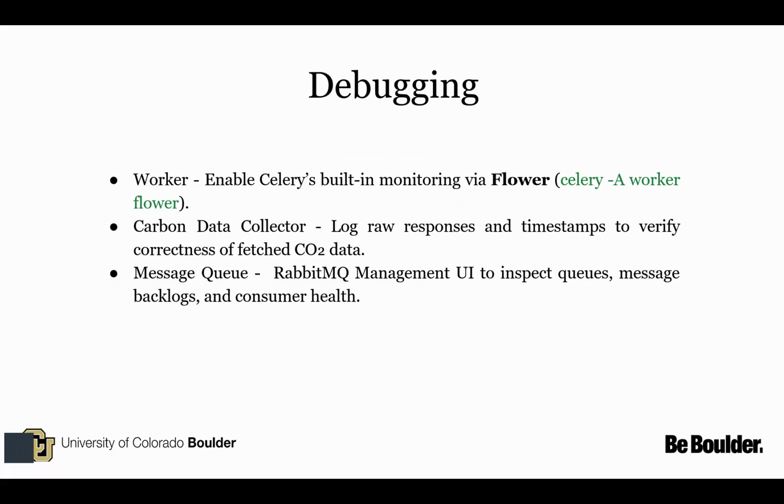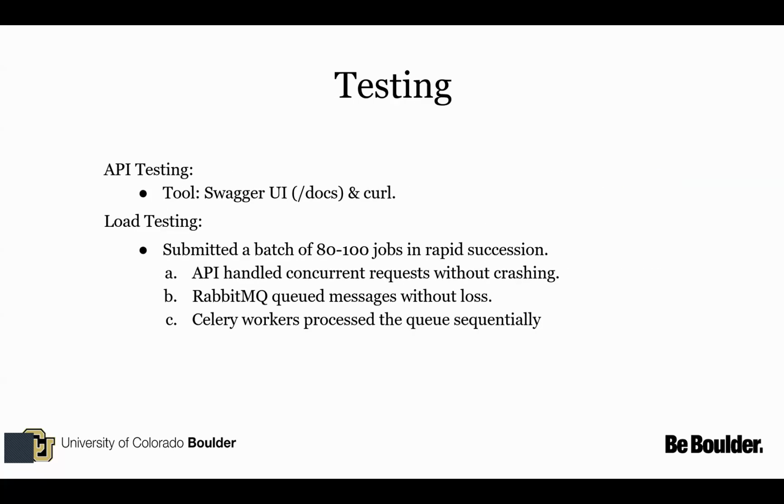For debugging, we have three main things to debug. That is the worker, which was debugged using Flower, Celery's built-in monitoring system. The carbon data collector was an API, so we logged the responses and timestamps to verify the correctness of the fetched data. And for the message queuing, we use RabbitMQ's management UI to inspect the queues, message backlogs, and consumer health.